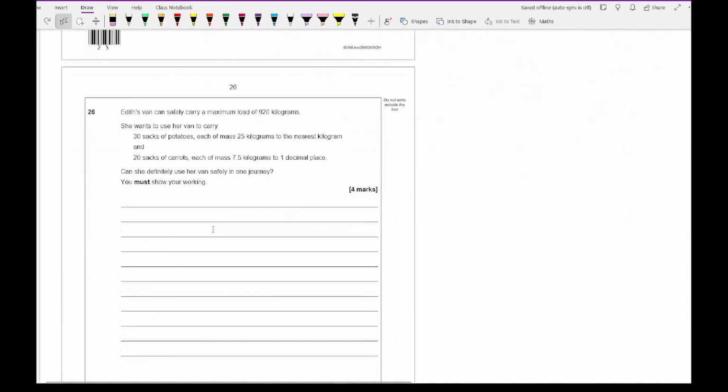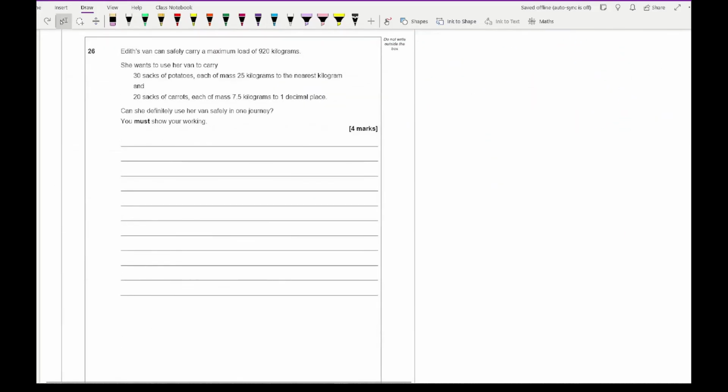Then moving on to question 26, it says that Edith's van can safely carry a maximum load of 920 kilograms. She wants to use her van to carry 30 sacks of potatoes, each of a mass of 25 kilograms to the nearest kilogram, and 20 sacks of carrots, each of a mass of 7.5 kilograms to 1 decimal place. Can she definitely use her van safely to carry these in one journey?